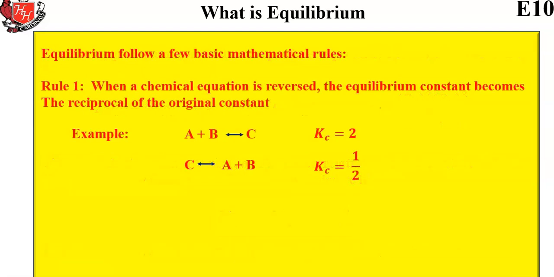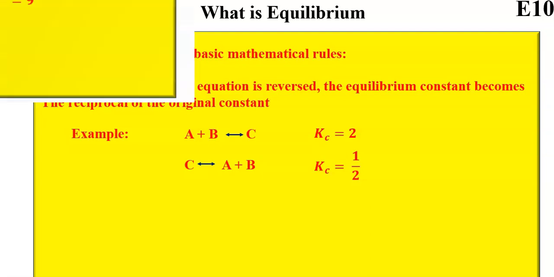All right, equilibrium follows a few basic mathematical rules. Rule 1 is when a chemical equation is reversed, the equilibrium constant becomes the reciprocal of the original constant. So when we turn the reaction around from A plus B goes to C, back to C goes to A plus B, then the equilibrium constant becomes a reciprocal. It goes from 2 to 1/2. It's not like Hess's law with enthalpies where you put a negative sign on it. It's not that at all. So don't get the two confused.